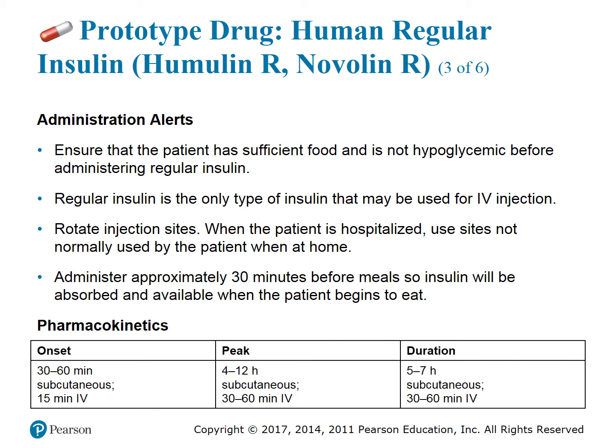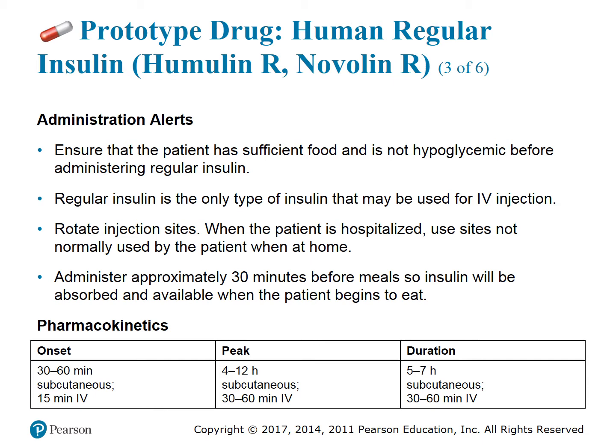So always rotate your injection sites, and then when you discharge them, make sure they understand how to rotate. They say they do. Ask them to explain it to you. Have them repeat the directions to you so that they know that they heard you correctly. Or have them practice on themselves, especially if they take insulin at home. Even if they don't take insulin at home, but they're now on insulin upon discharge, please teach them how to draw it up correctly.